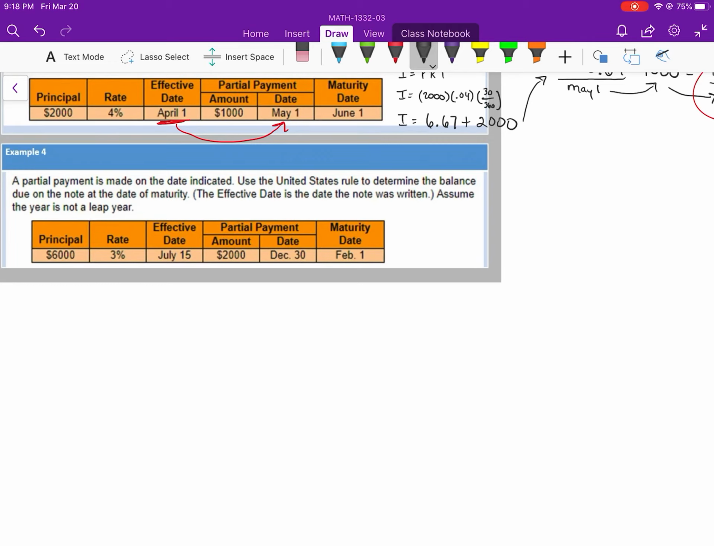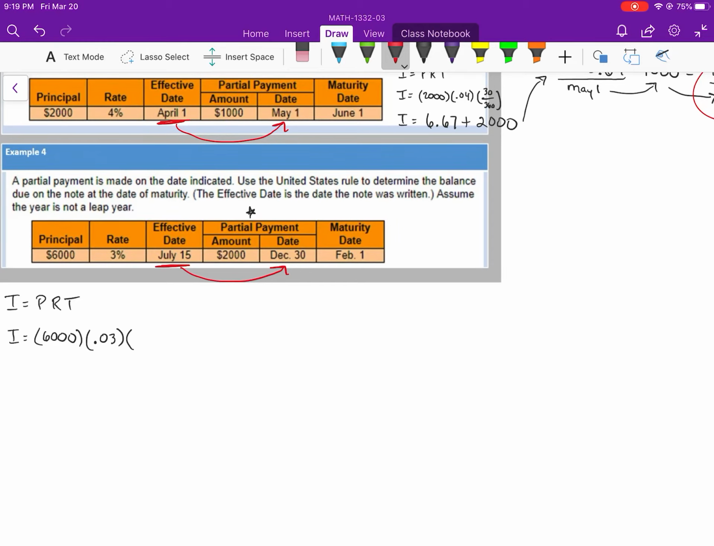Again, very important. So again, we have to calculate how much interest has been earned all the way up to that partial payment date. Interest equals P times R times T. My principal is $6,000. My rate is 0.03, again, changed to a decimal. And my time, now this is what we have to calculate, is from July 15th to December 30th.